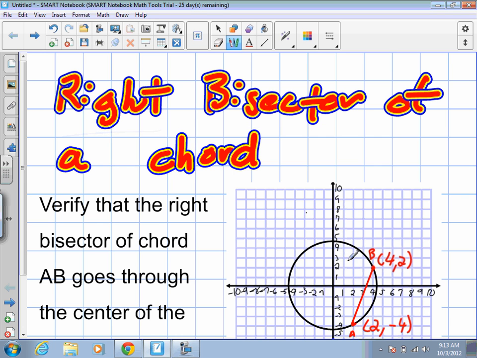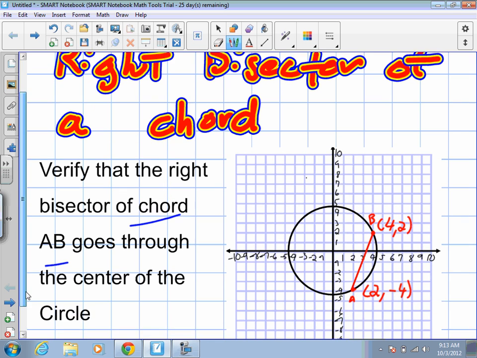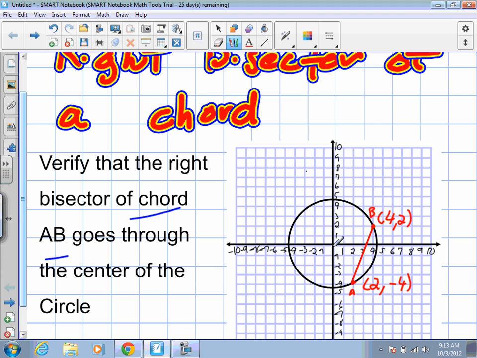Now, we have two points, A and B. It says in the question, verify that the right bisector of a chord, AB, goes through the center of the circle. The center of this circle is at 0 and 0, though they haven't written it down here. We should have put it in. The center is at 0 and 0. So we're going to say C is at 0 and 0. We do know that information. We have to verify the right bisector of the chord goes through there.